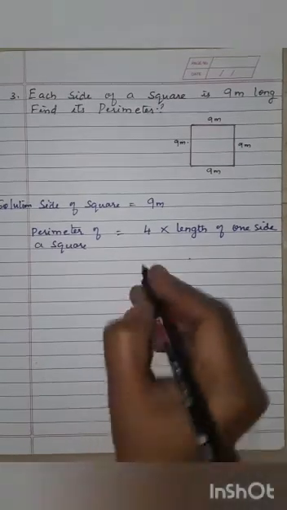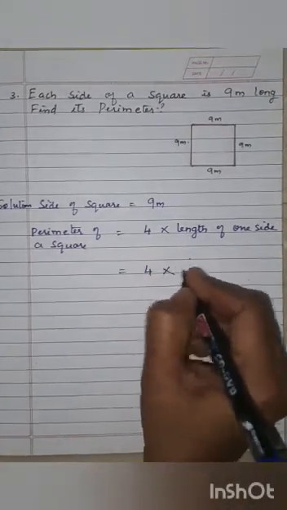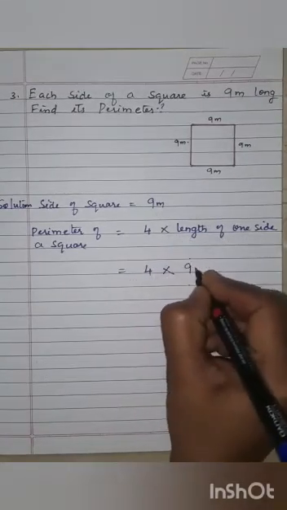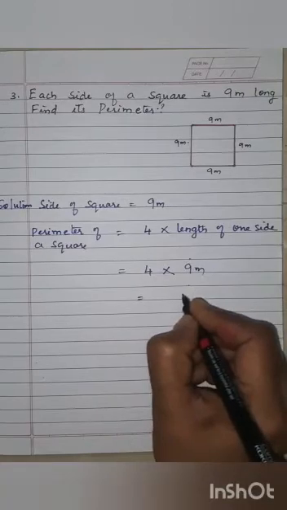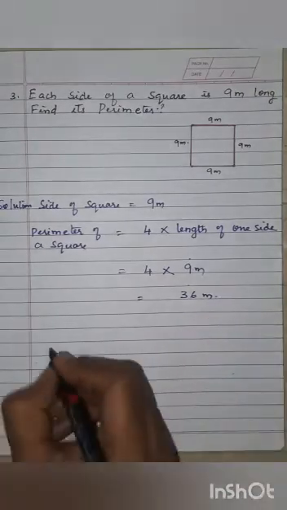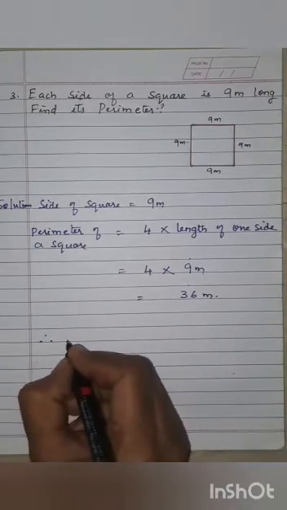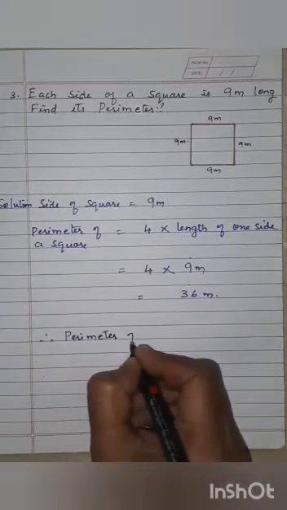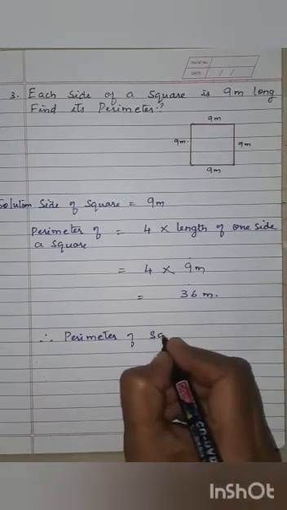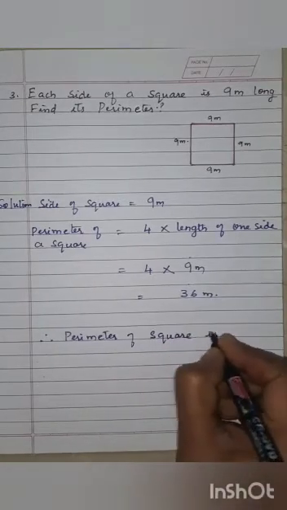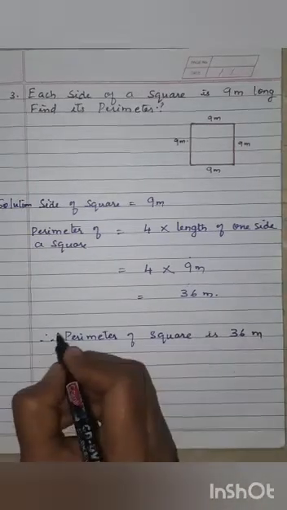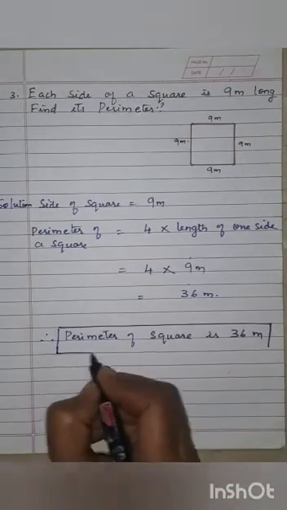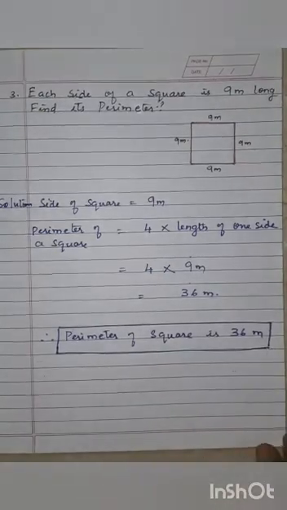After writing the formula, we have to substitute. That is 4 multiplied by length of one side, which means we have to write 9 meters. Okay, so 4 9s is how much? 36 meters. So the final answer we will write as, therefore, perimeter of square is 36 meters. So in this way you will write down and put the answer in the box with the pencil. Okay.